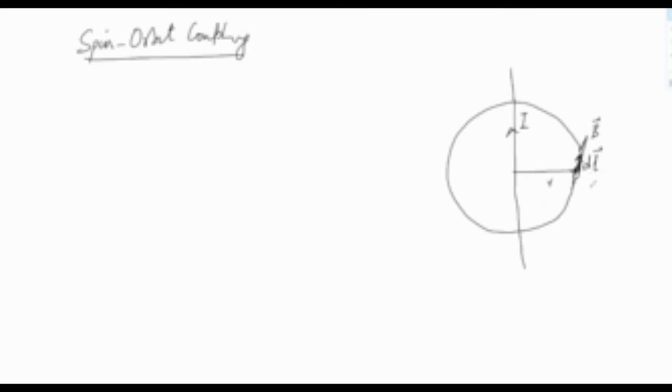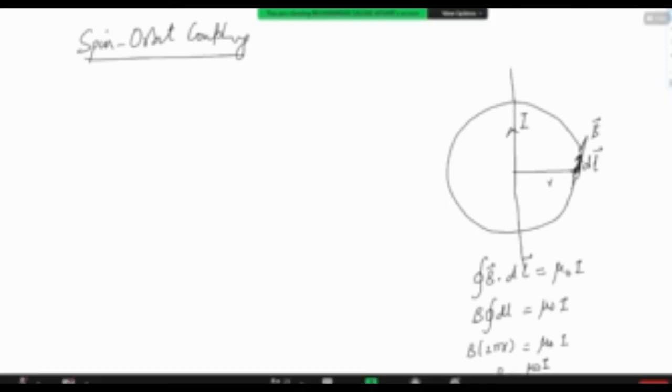The magnetic field and the element that we consider on this, they point in the same direction and they are tangent to this. Then we obtain the magnetic field using Ampere's law, as B dot dl is mu naught times I, and since B and dl are pointing in the same direction, we write it as B dl equal to mu naught I, because at all the points on this circle the magnitude of the magnetic field would be the same. Then this is nothing but 2 pi r times B equal to mu naught I, and finally B is mu naught I upon twice pi r. This will be the magnetic field at point r.